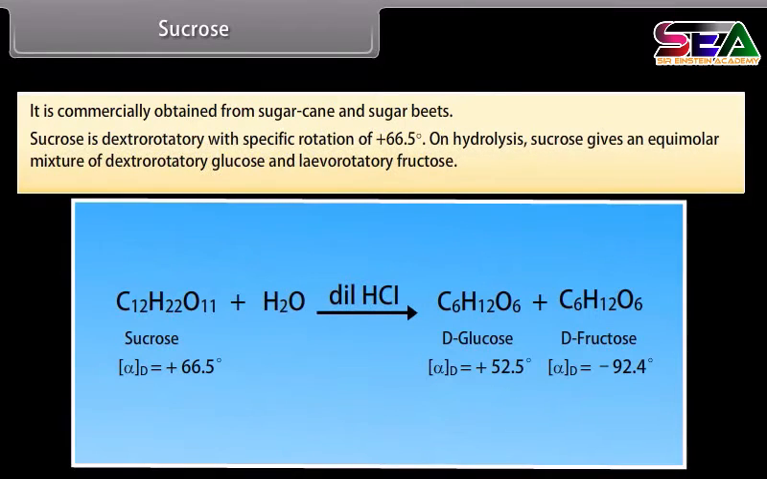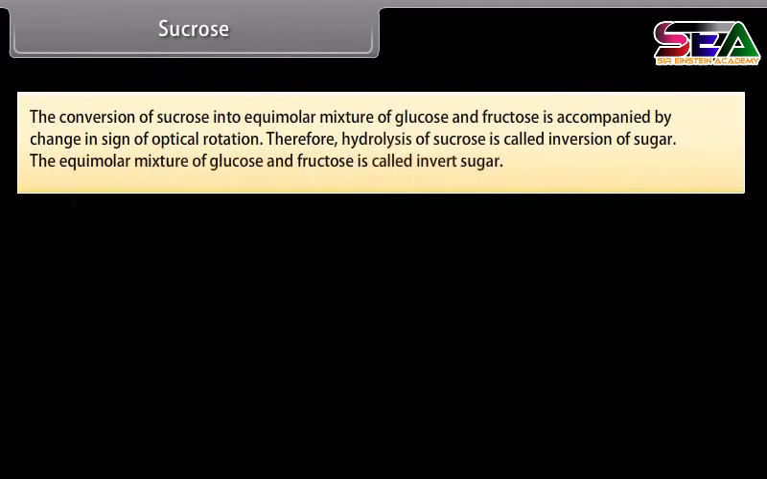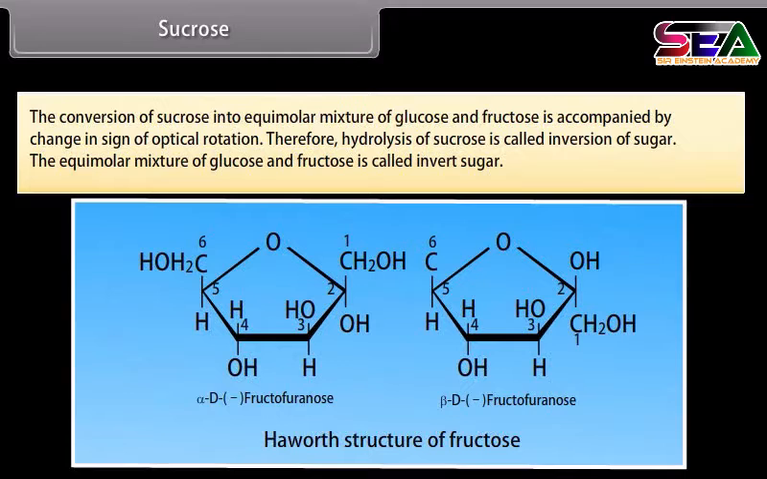Sucrose is dextrorotatory with specific rotation of plus 66.5 degrees. On hydrolysis, sucrose gives an equimolar mixture of dextrorotatory glucose and levorotatory fructose. The conversion of sucrose into an equimolar mixture of glucose and fructose is accompanied by a change in sign of optical rotation. Therefore, hydrolysis of sucrose is called inversion of sugar. The equimolar mixture of glucose and fructose is called invert sugar.